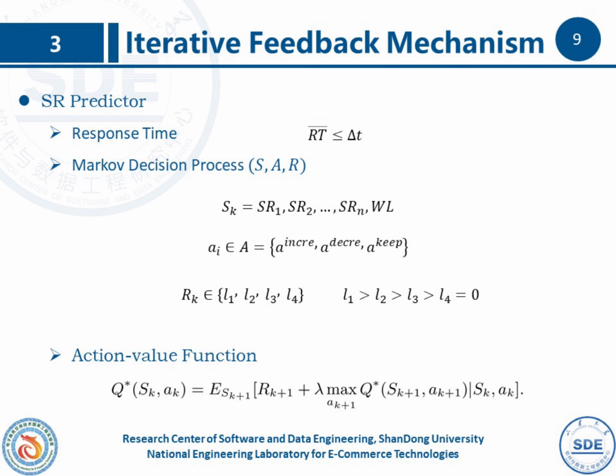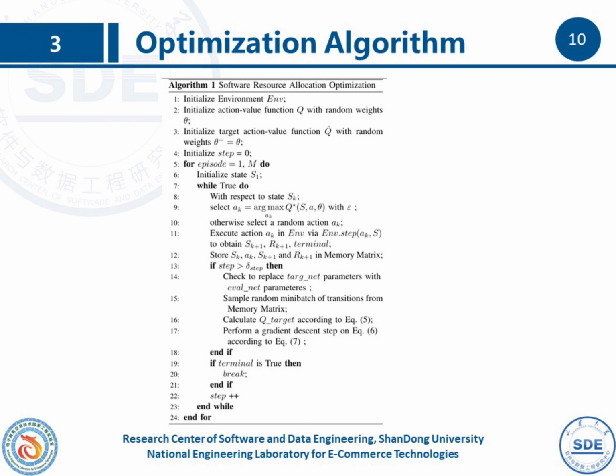We expect to obtain the optimal action value function Q, which satisfies the following equation. We adopt a neural network that can estimate the action value function Q. The algorithm for software resource allocation optimization is shown in Algorithm 1. Detailed analysis can be found in our paper.